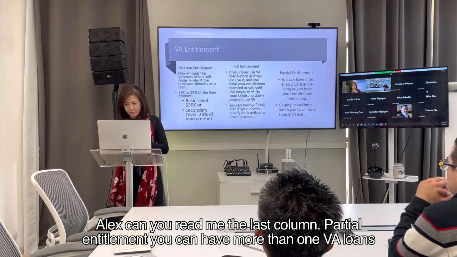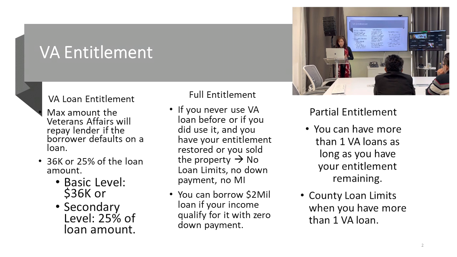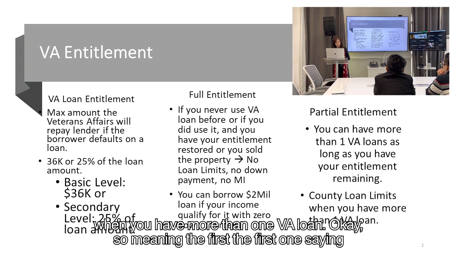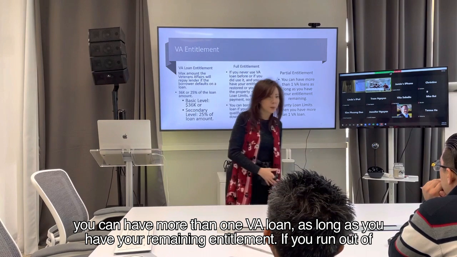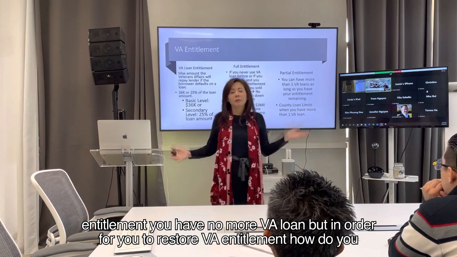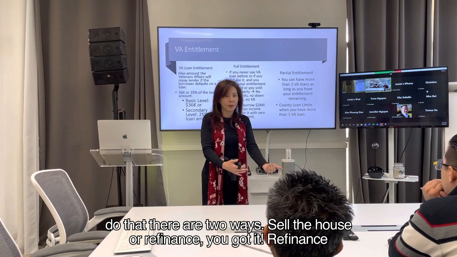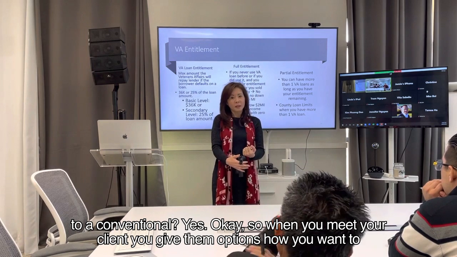Alex, can you read me the last column? Partial entitlement. You can have more than one VA loan as long as you have your entitlement remaining. Count the loan limits when you have more than one VA loan. So meaning you can have more than one VA loan as long as you have remaining entitlement. If you run out of entitlement, you have no more VA loan. But in order for you to restore VA entitlement, how do you do that? There are two ways. Sell the house, or refinance to a conventional.